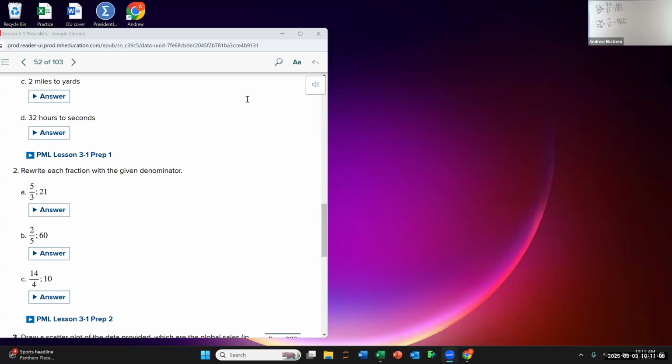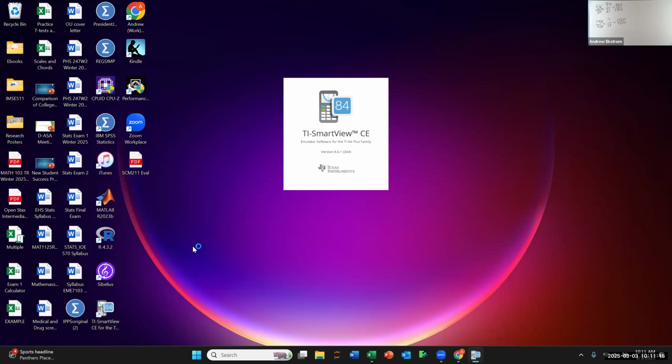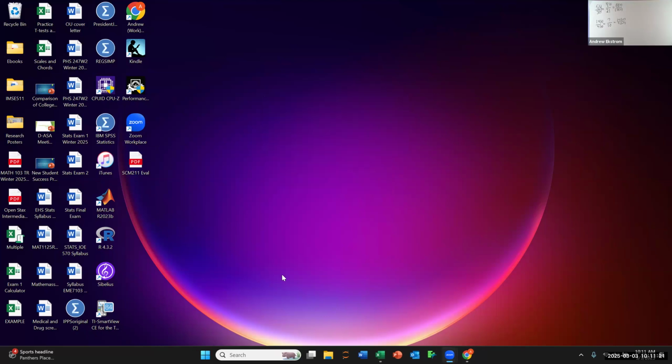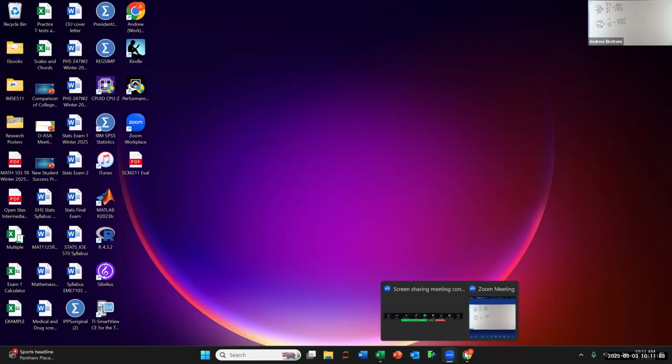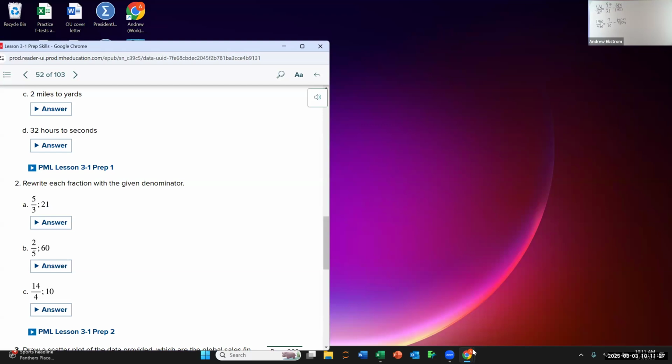Did the graphing calculator even open? Or did it just give me a warning to say, oh, you didn't renew your license, so you suck? Excellent. It's telling me that my free thing has expired.